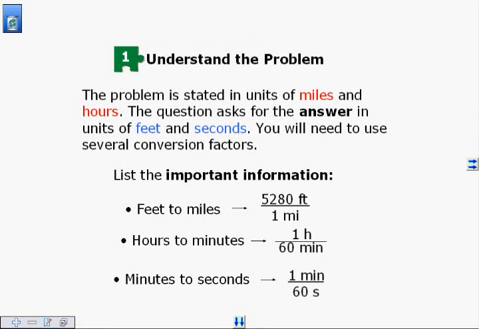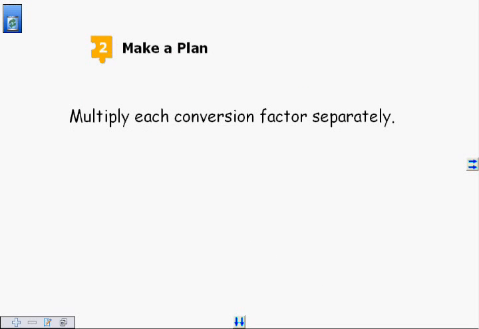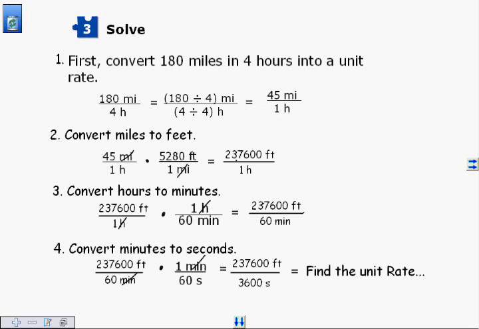Okay, hopefully you started by understanding that the problem was stated in units of miles and hours, and the question wanted feet and seconds. So you listed out the important information, which came from your formula chart. Your plan was to multiply each conversion factor separately. So here's the process. First, you converted into a unit rate. That way you end up with a smaller number. You used that number and multiplied it by the conversion factor to get to feet, which was your first conversion factor. You used that latest ratio to multiply by the hours and minutes conversion factor.